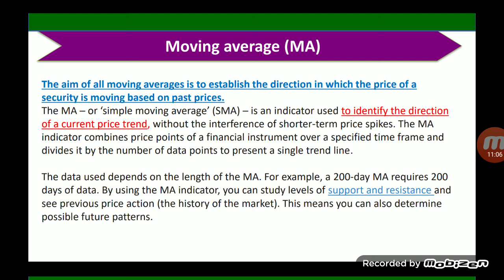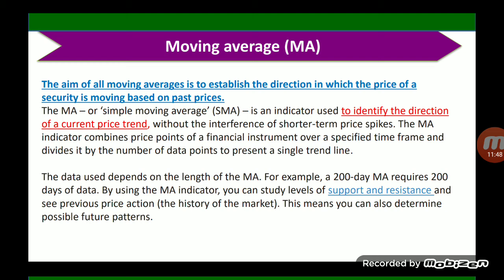The moving average indicator combines price points of a financial instrument over a specified time frame and divides it by the number of data points to present a single trend line. Means it takes different past data points and presents a single trend line which excludes the interferences of short-term price fluctuations. The data used depends on the length of the moving average. For example, a 200 days moving average requires 200 days of data.